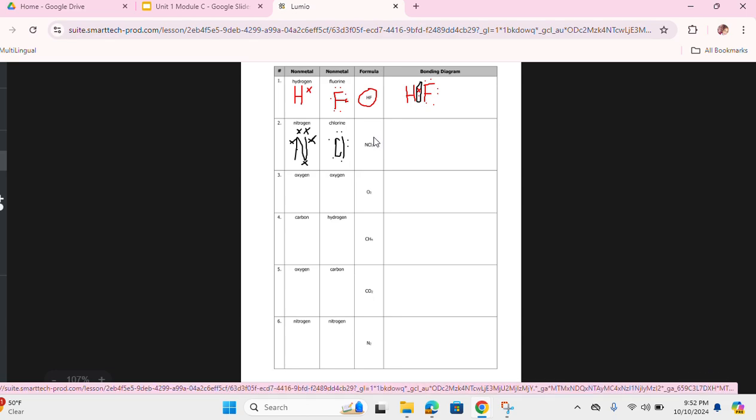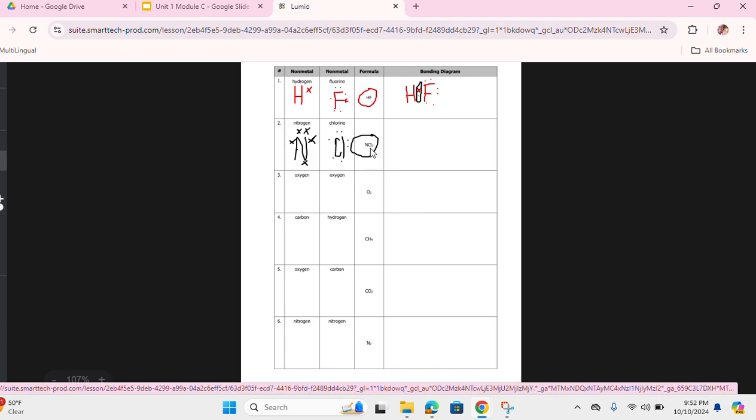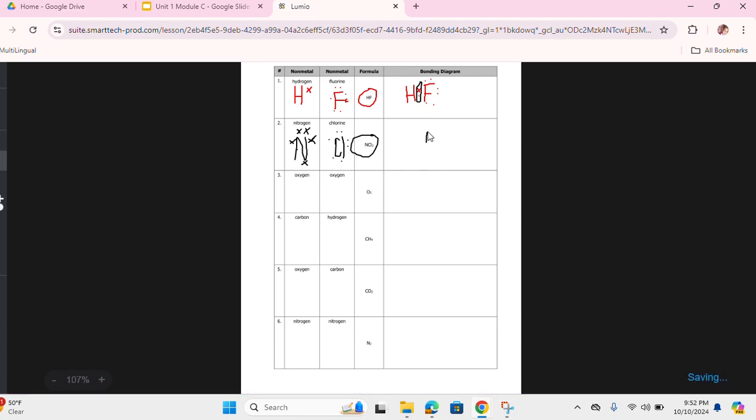Here's where it gets a little tricky. On your worksheet, you should see that this says NCl3, so nitrogen chloride with 3 chlorines attached. How do we do those 3 chlorines? I'm going to make my nitrogen here with my X's. And then I will attach my chlorines.